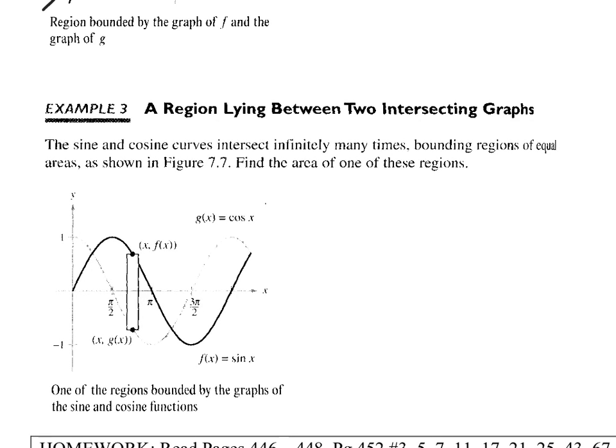one more, and I'm going to give you a couple minutes to try this one on your own, and then we'll look at a solution. It says the sine and cosine curves intersect infinitely many times, bounding regions of equal areas, as shown here. I'll highlight this one so that you can see, since this is really hard to see. So, we want to find the area of one of these regions.